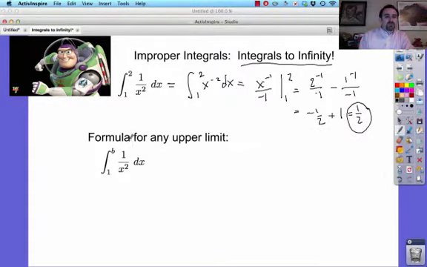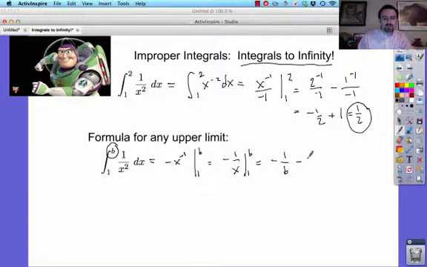Well, let's take a look and see what happens if we do that for any arbitrary upper limit. I'm going to do the same thing. My antiderivative will be negative x to the negative 1, or negative 1 over x, from 1 to b. I plug in b, so I have negative 1 over b minus negative 1, which is equal to negative 1 over b plus 1. I can rewrite that just for fun as b minus 1 over b.